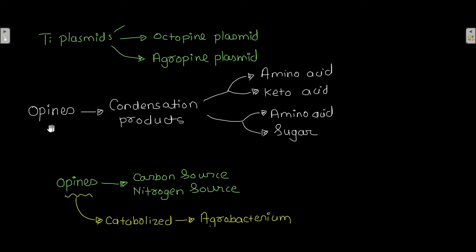Now, these opines are condensation products. When amino acid and keto acid condense, or when amino acid and sugar condense, then there is formation of these opines. So opines are the condensation product of amino acid and keto acid, or the condensation product of amino acid and sugars, but not sugar and keto acid. That is not given. Either amino acid and keto acid or amino acid and sugar.